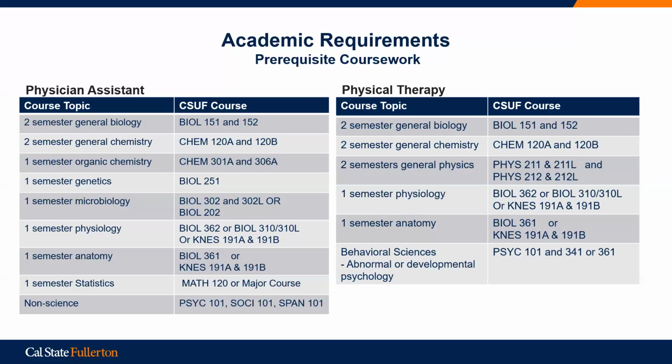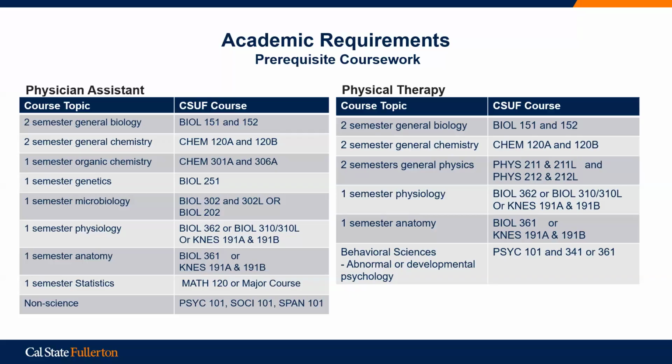1 semester of physiology, which will be Bio 362, is our upper division physiology for the biological sciences major. We also have an upper division physiology Bio 310 and its accompanying lab. You can also choose to do the lower division integrated anatomy and physiology sequence of kinesiology 191A and 191B. If you do choose this path, you do need to complete both 191A and 191B to receive full credit for anatomy and physiology. And for anatomy, we do also have an upper division Bio 361, which meets credit for the biological sciences major.